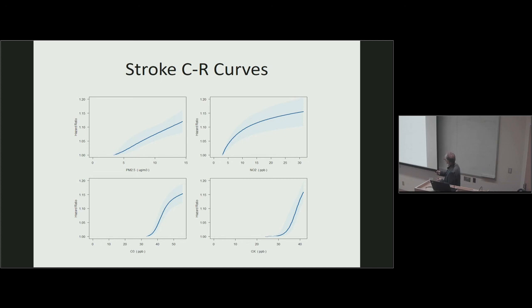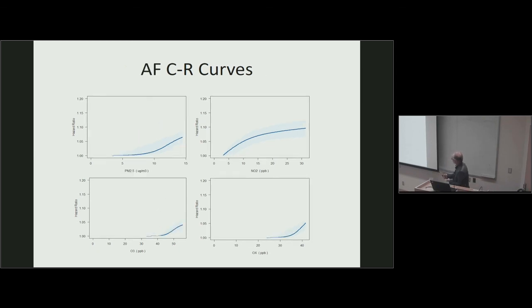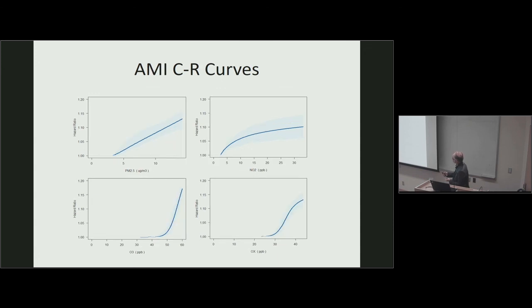This is the dose response that we had for strokes. So this is the incidence of stroke and PM2.5. It's pretty linear, nitrogen dioxide, ozone. This is Ox, which is the redox potential of ozone and NO2. And here it is for fibrillations. So you have, again, a bunch of different dose responses. So basically, we're going to run through and do all of these outcomes in this manner. Here's AMIs, same type of thing.